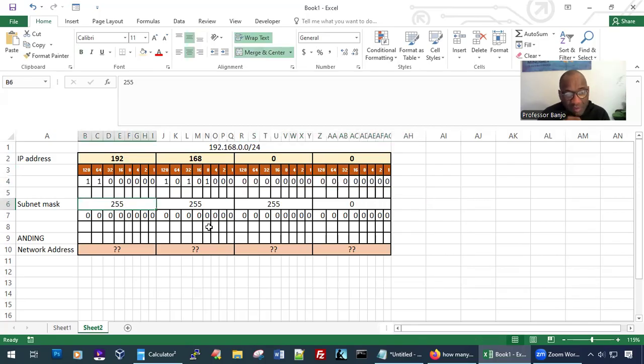All right, I think I wrote this down previously. So the subnet mask is 255.255.255.0. Okay, so what does that really mean?